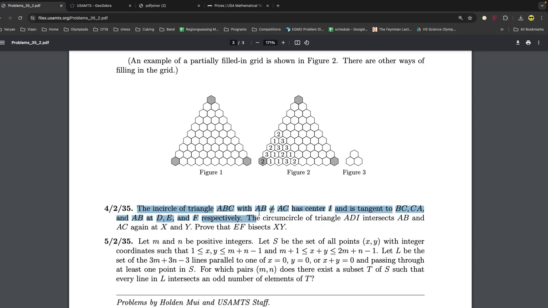So the problem reads: the incircle of triangle ABC with AB not equal to AC has center I. Okay, so this is the incenter, and is tangent to BC, CA, and AB at D, E, and F respectively. So you see, if it's tangent, it's a 90-degree angle. It might be used later. Okay, so the circumcircle of triangle ADI intersects AC and AB again at X and Y. So we're extending the sides, and prove that EF bisects XY. So you want to prove that where EF, let's call it M, hits the line XY, that's the midpoint of that segment.